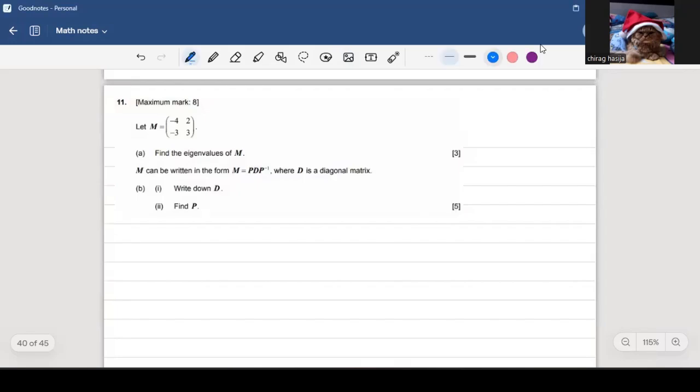Hello. So this is one of the doubts that came from one of the AIHL students. The student is asking that if M is equal to this, find the eigenvalues of M. For this, what we need is the characteristic equation.